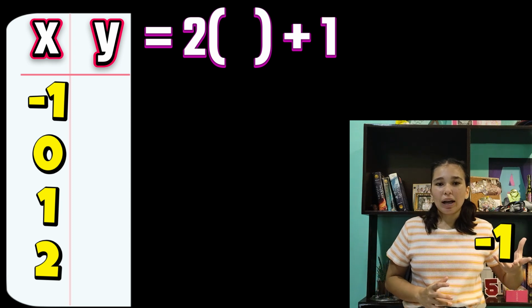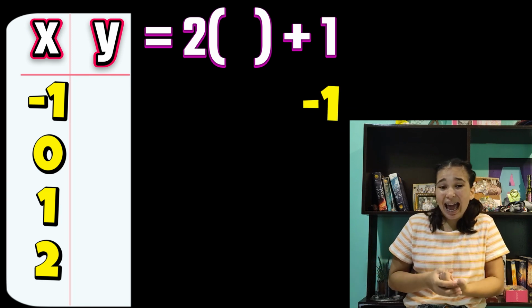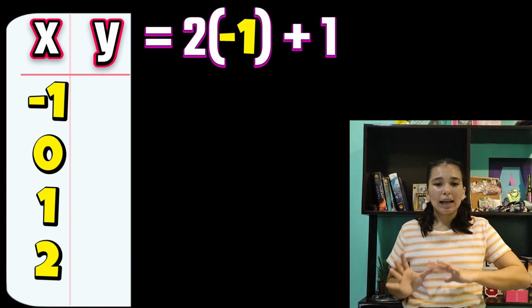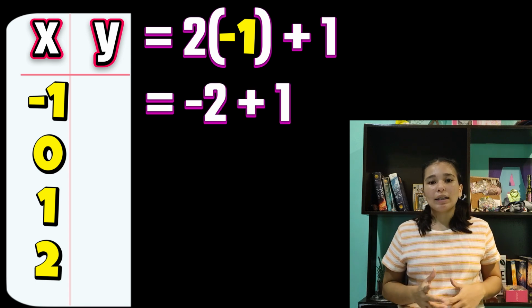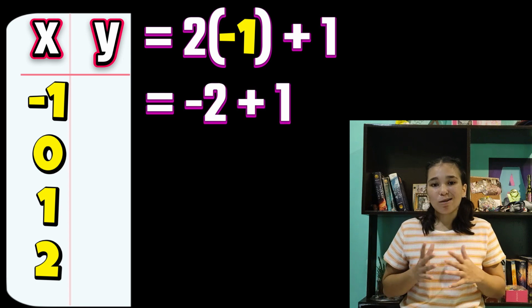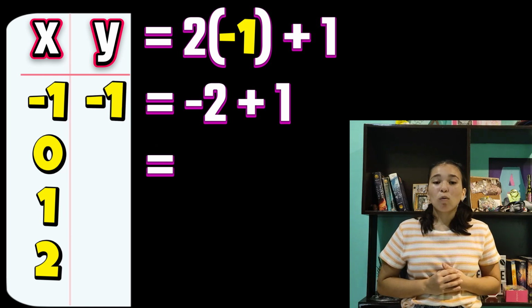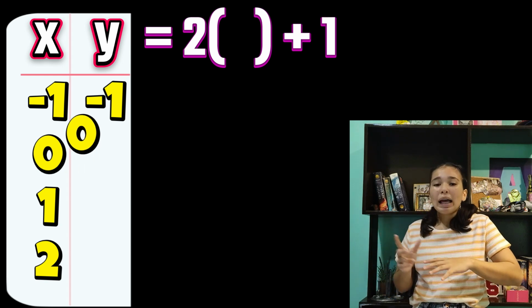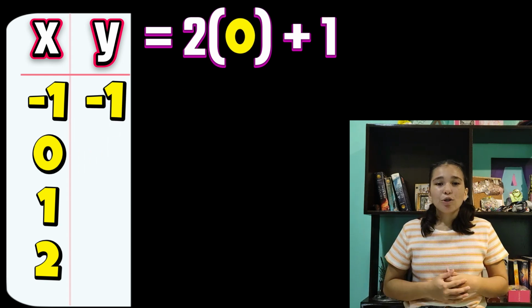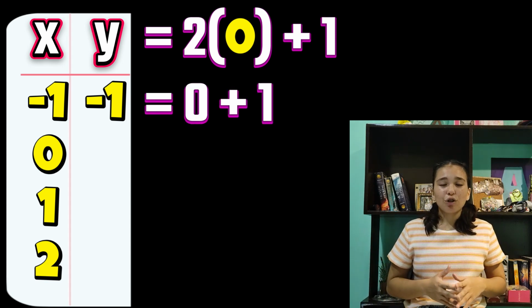So if atong ibutang ang -1 sa y equals 2x plus 1, ipuli nato sa x, we will get 2 times -1 plus 1 equals, so 2 times -1 is -2 plus 1 equals -1. So when x is -1, y is going to be -1. So let's plug in the 0 into our y equals 2x plus 1. So 2 times 0 plus 1 is going to be 0 plus 1, which is just going to equal 1.